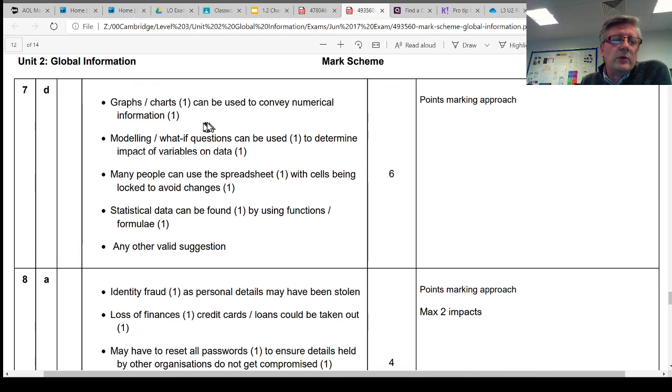But can you see how it works? You get 1 mark for saying something about the actual spreadsheet, and then you get more marks for explaining what that looks like, what that means, and how that is helpful. So that's how that kind of style of question generally works. So they've given us 8 possible suggestions there for a 6-mark question.